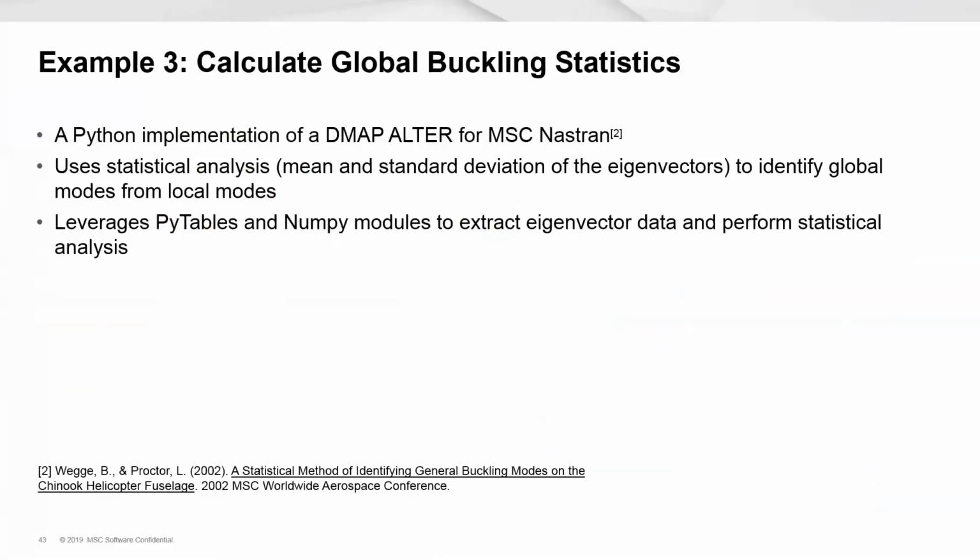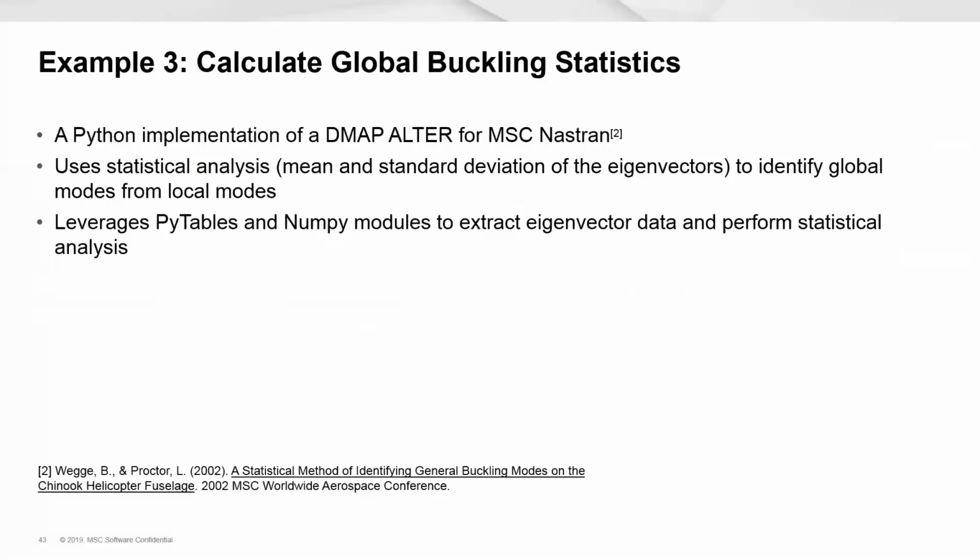Then the last one. We get a lot of questions from customers about doing buckling, and it gets complicated when they're trying to figure out what the global and the local modes are. So we actually had a paper presented back in the 2002 user conference. It showed a technique using statistics to help identify which modes might be global modes versus local modes. And it's a nice tool.